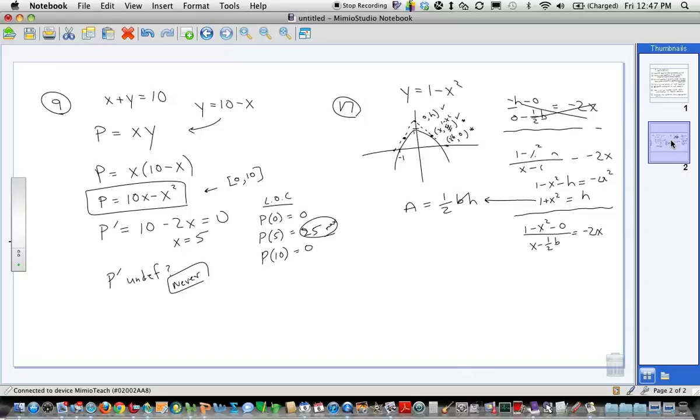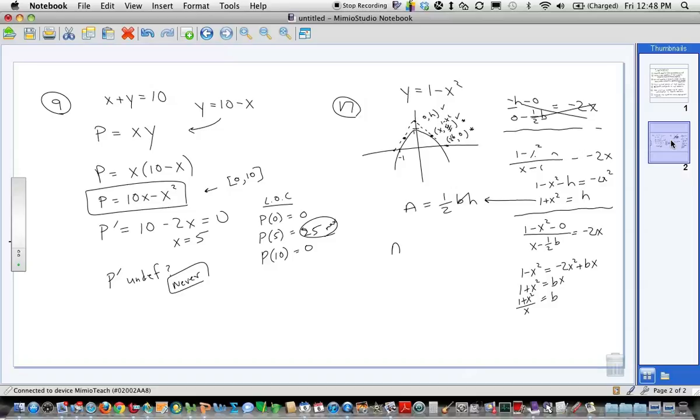And so now when I multiply the bottom over to this side, I get what? Distribute that, that'd be negative 2x squared plus bx. So now add 2x squared over to there, I get 1 plus x squared equals bx. Divide by x, 1 plus x squared over x is b. And I'll now substitute that over there.